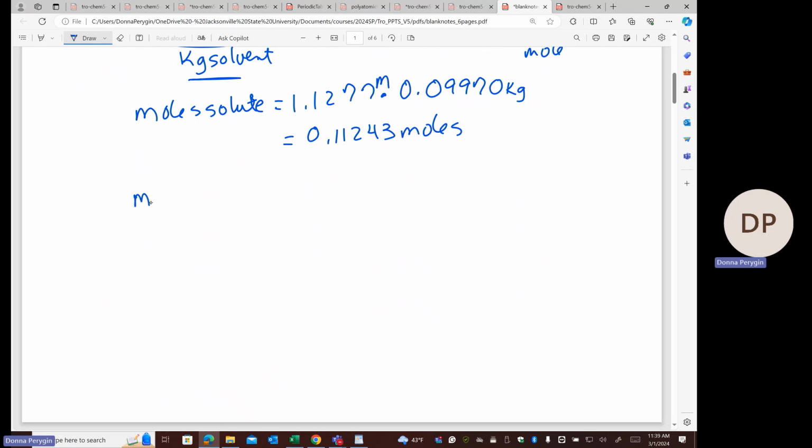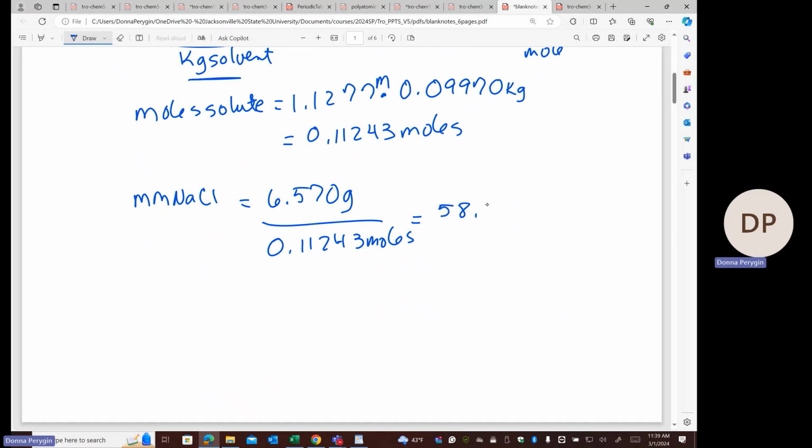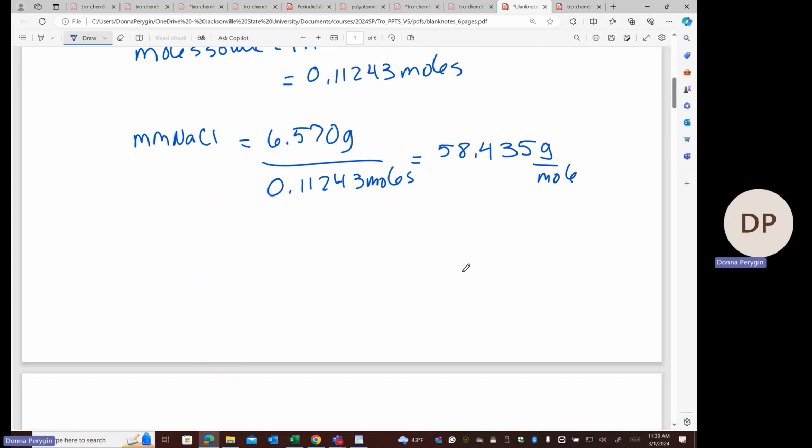And so the molar mass of sodium chloride for my calculation is equal to 6.570 grams divided by 0.11243 moles, okay? So that is equal to 58.435 grams per mole. All right, and so that is the molecular weight, the molar mass, that I have calculated for sodium chloride.